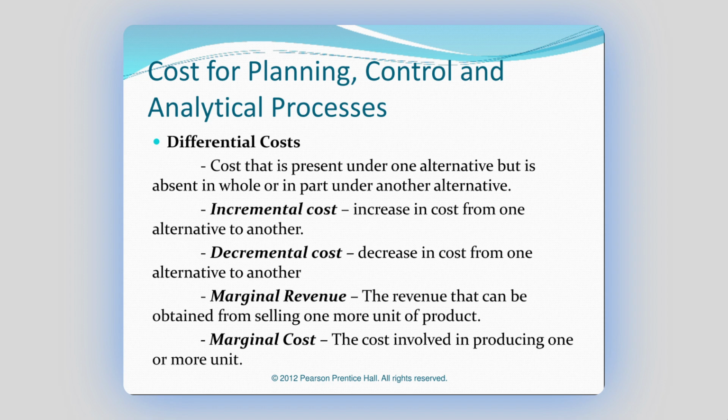What do you mean by incremental cost? Increase in cost from one alternative to another. You have also here decremental, okay? Decrease in cost from another. All right? And we have also here yung ating marginal cost: cost involved in producing one more unit. Again, marginal revenue, revenue that can be obtained from selling one more unit, while marginal cost is the cost involved in producing one more unit. Okay.